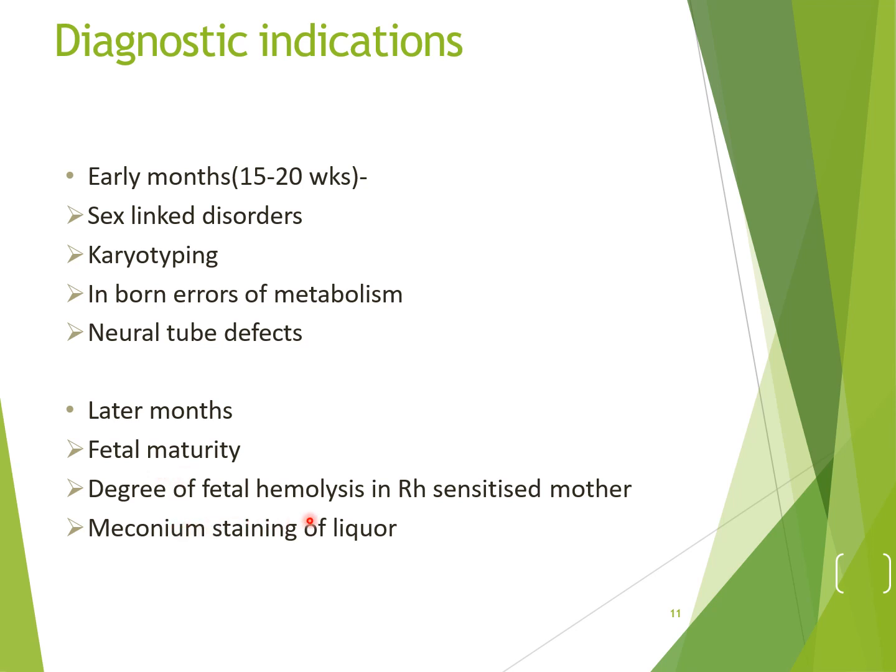In the case of RH incompatibility, there is a chance for destruction of RBC, and how much it has occurred, that we can identify. And you can identify whether it is meconium stained, that is whether the baby has passed the meconium or not. If the baby has passed the meconium, that also you can identify by observing the color of the amniotic fluid.